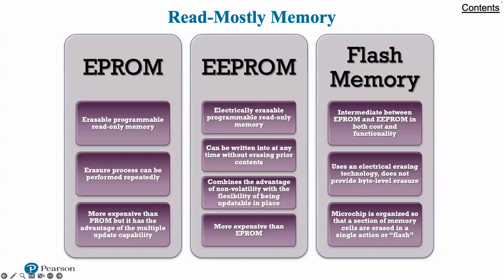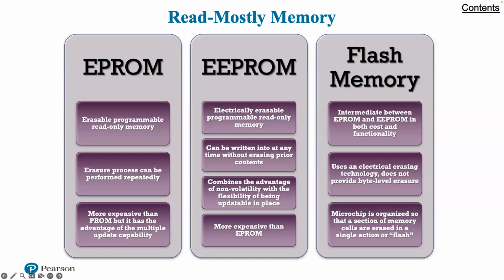EEPROM is more expensive than EPROM and also is less dense, supporting fewer bits per chip. Another form of semiconductor memory is flash memory, so-called because of the speed with which it can be reprogrammed. It was first introduced in the mid-1980s. Flash memory is intermediate between EPROM and EEPROM in both cost and functionality.